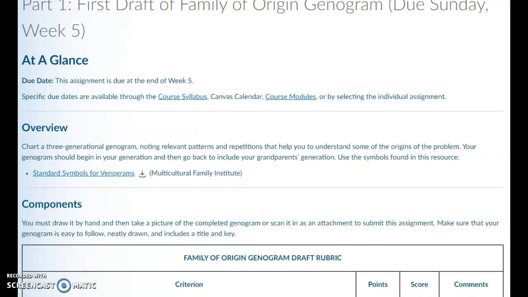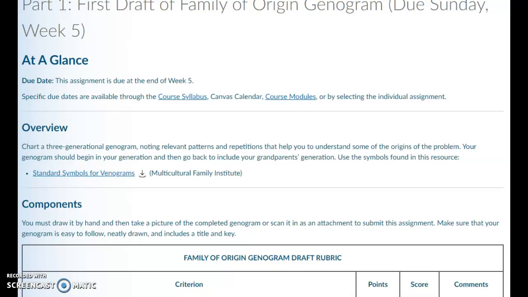Lastly, you will have the first draft of your family of origin genogram due this week. With this assignment, please handwrite a 3-generational genogram. For the assignment, please include grandparents, parents, aunts and uncles, siblings, partners or spouses. In terms of the partners or spouses, it's not necessary to include aunts and uncles who are married into the family or cousins. You can include them if you would like to, if you want to highlight some particular dynamics that involve them.